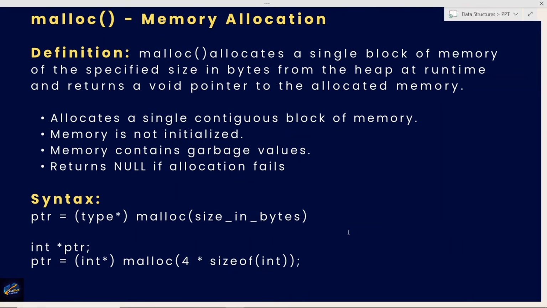Let's start with the malloc function. Malloc stands for memory allocation. It is used to allocate memory dynamically at runtime from the heap. The malloc function in C returns a void pointer. This pointer points to the first byte of the newly allocated block of memory on the heap.